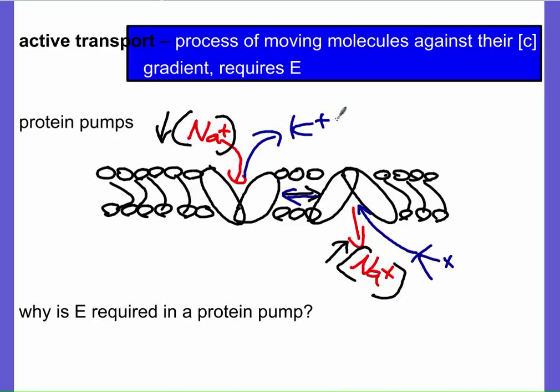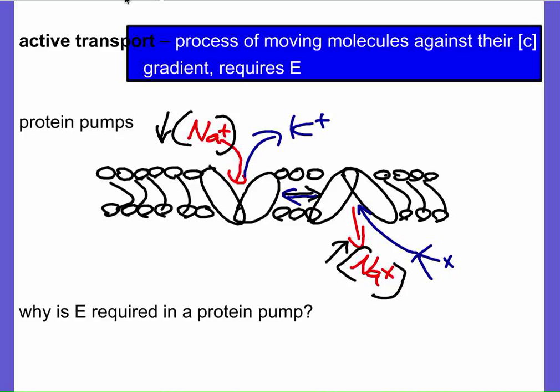Right, so not only would you be moving one thing against its concentration gradient, but you're probably going to move something else with the same protein because it just makes sense to save some energy in that. If I've got to flip this back, but there's no reason to flip it back other than to collect more sodium, it would be a waste of energy to have a whole other protein pump that's flipping back and forth to push potassium across the membrane.